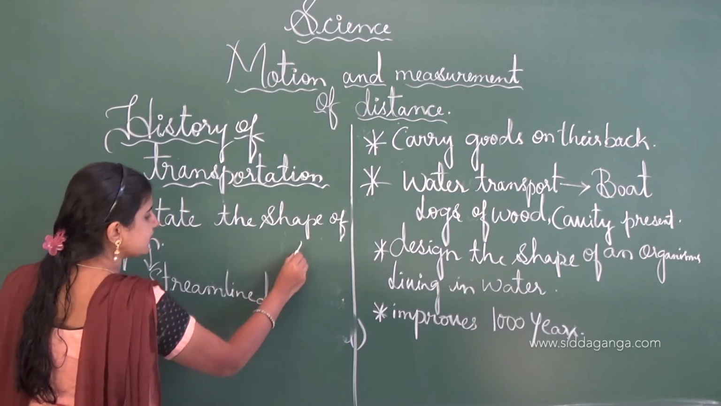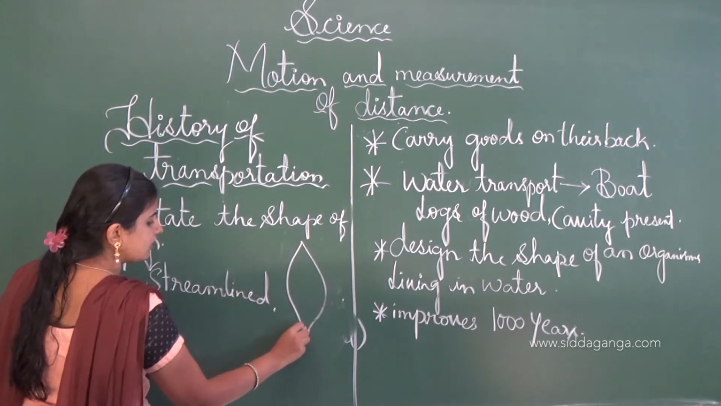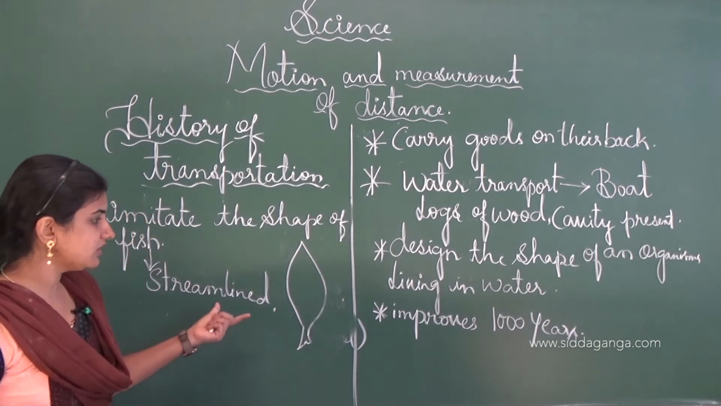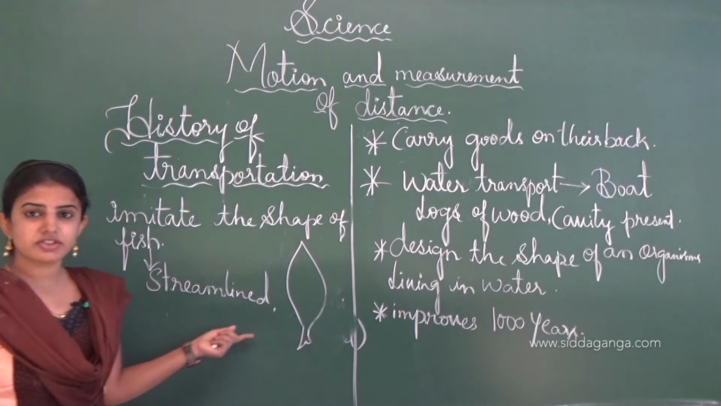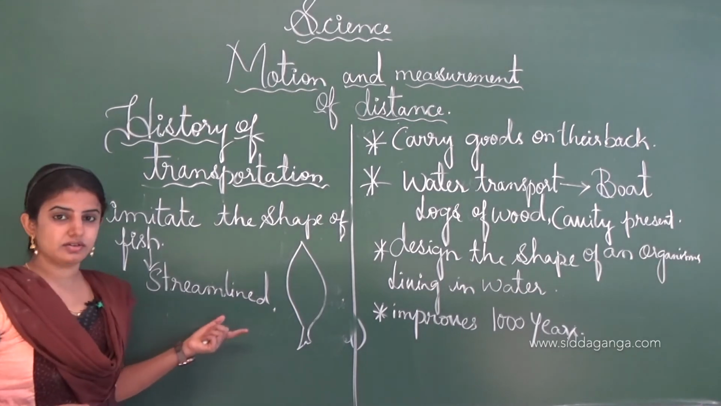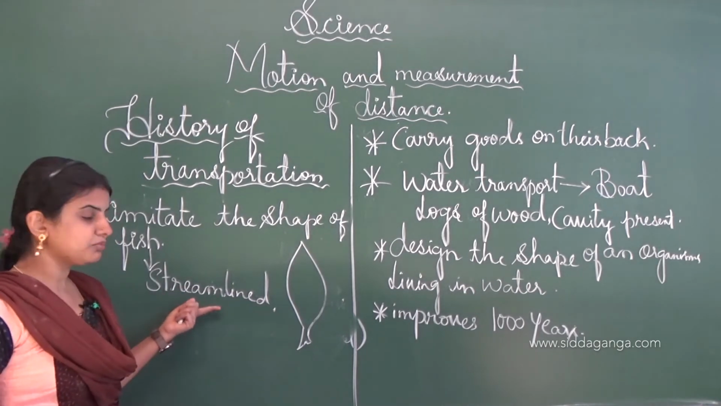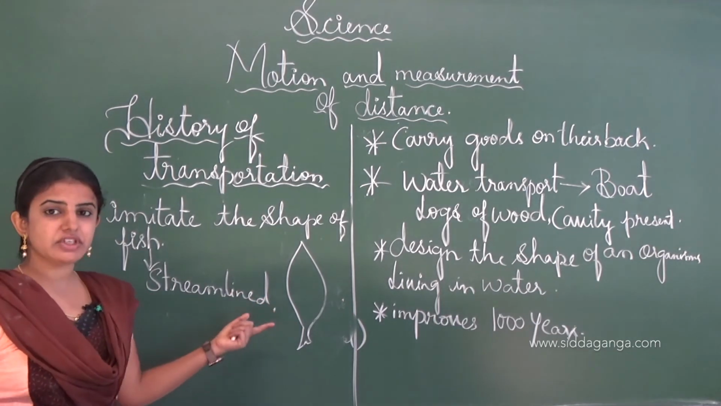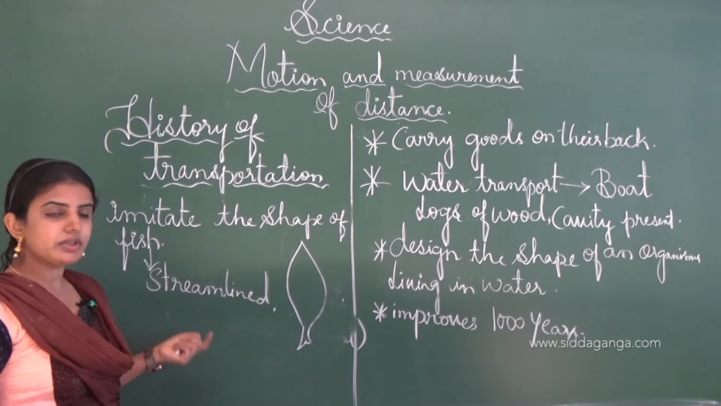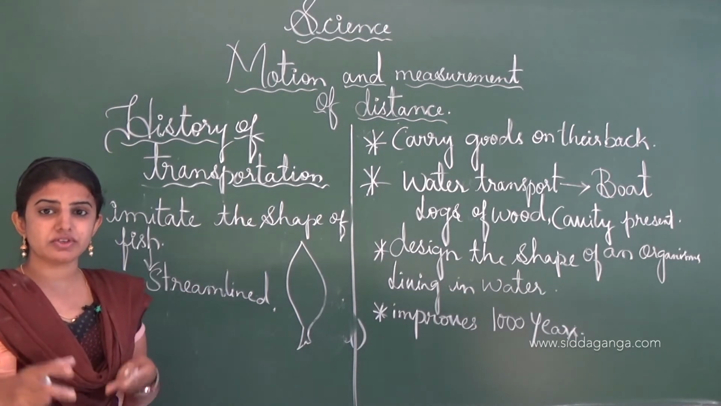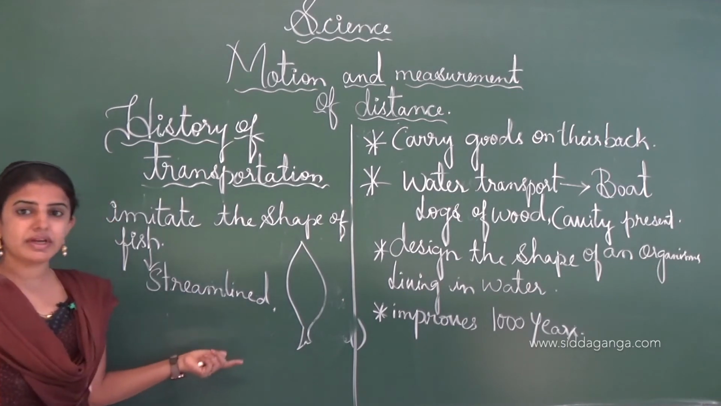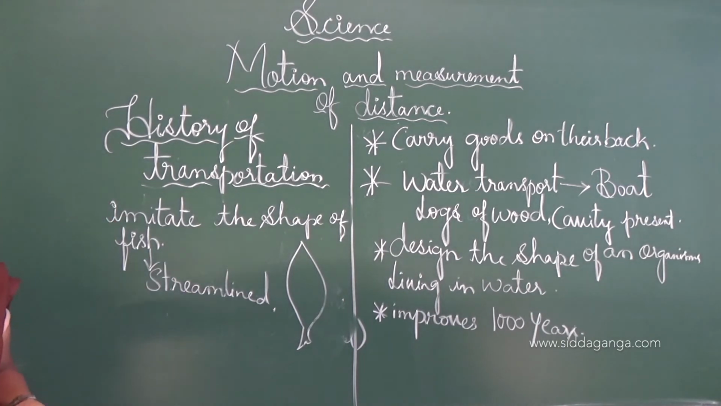See, streamlined is nothing but like this, so that by this streamlined structure they will modify the structure of the boat, and this helps them to travel from one place to another place. This streamlined structure helps the boat to move on the surface of the water, and this is how they made a boat. And next we shall move on to the invention of the wheel.